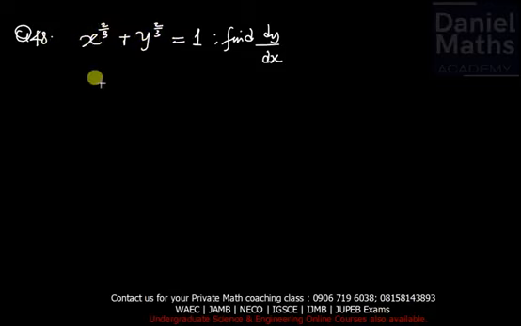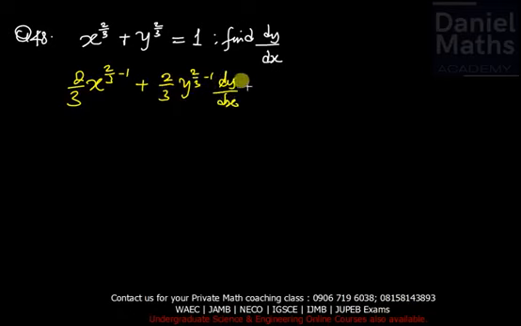If we differentiate x raised to the power 2/3, that gives us 2/3 times x raised to the power 2/3 minus 1. Then for y we'll have the same thing, 2/3 times y raised to the power 2/3 minus 1, then dy/dx because this has the y term, and on the right side we'll have 0.